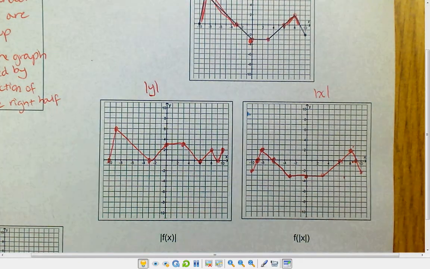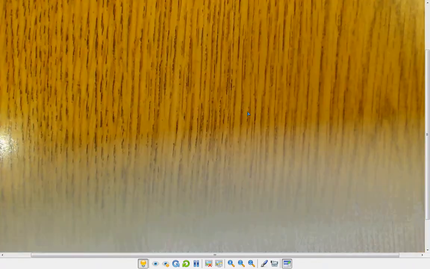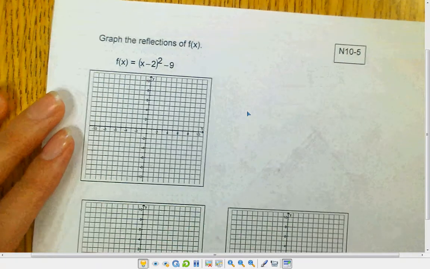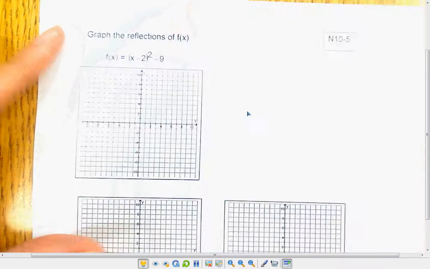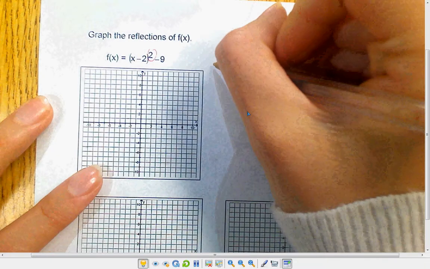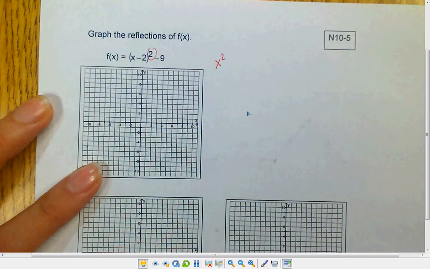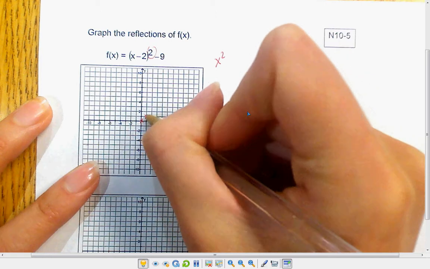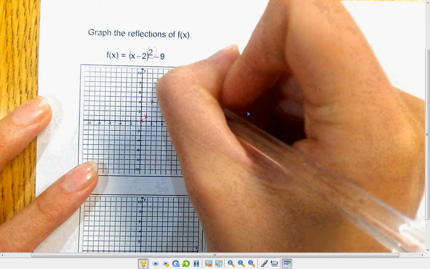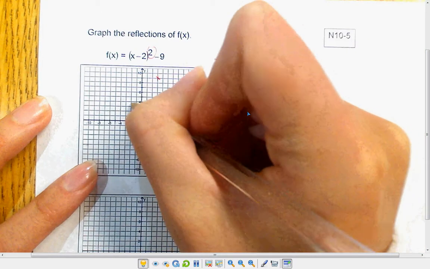Okay, one last super quick example. Let's flip the page. So first for this problem, we're going to graph this. From this squared, right away we should know the parent function is x squared, which has points 0, 0, 1, 1, 2, 4, 3, 9. Same thing on both sides.